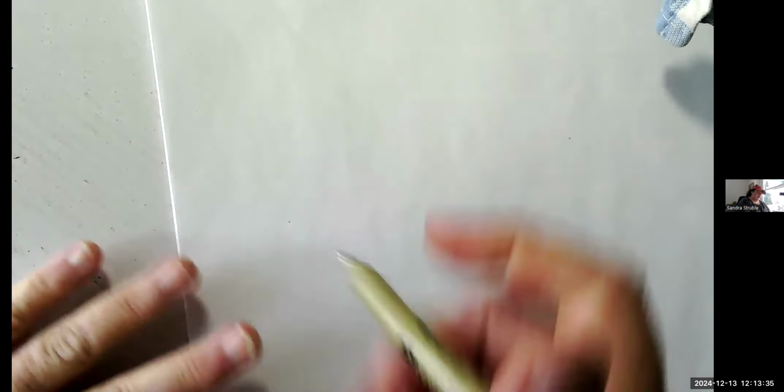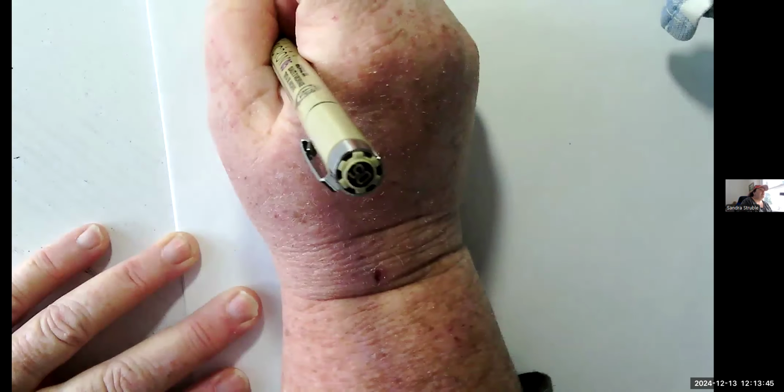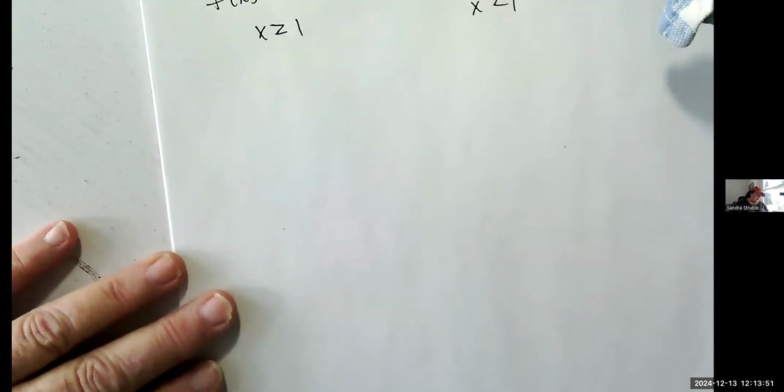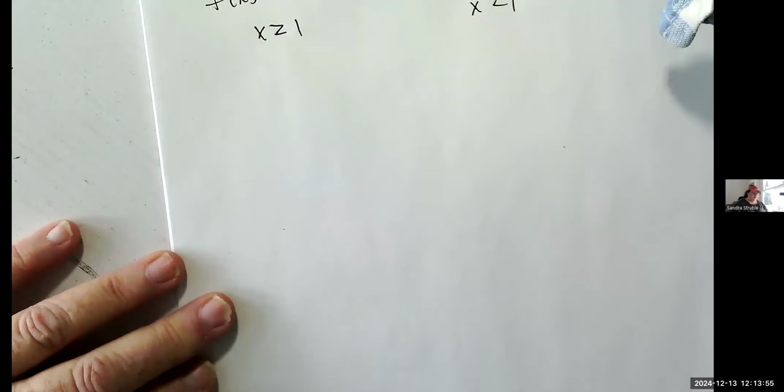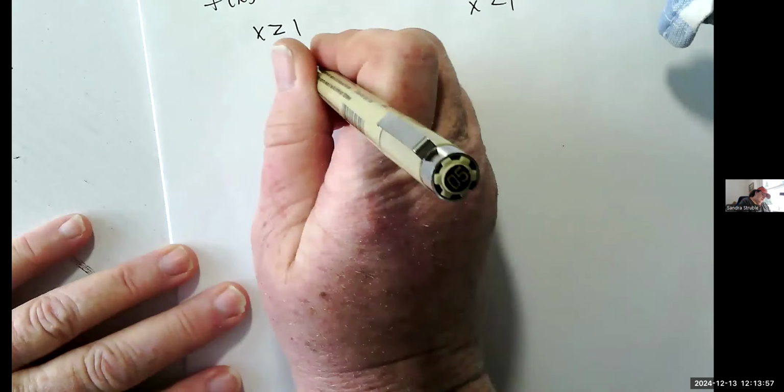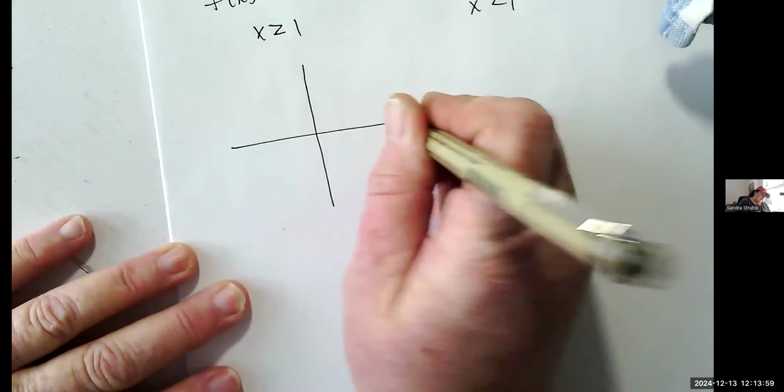All right, so let's see what we got here. We've got f of x is equal to 2x squared, and f of x is equal to x. For this one, x is greater than or equal to 1. For this one, x is less than 1. So you could put this in your calculator to draw it, or you could just graph it.